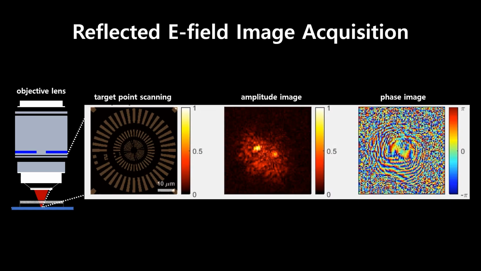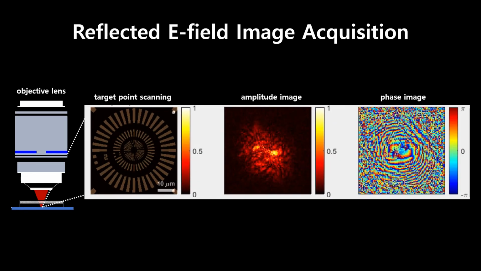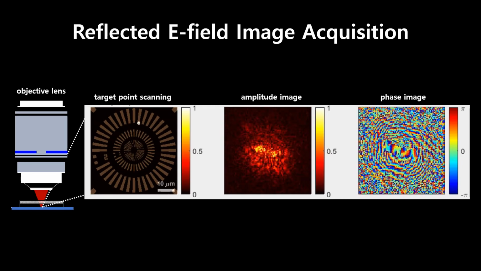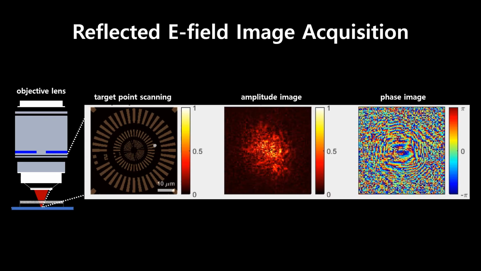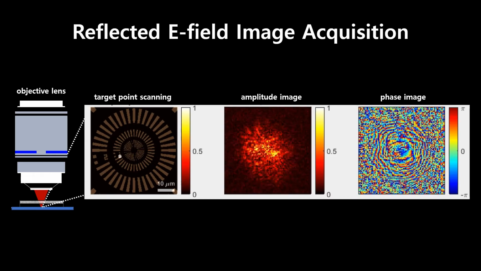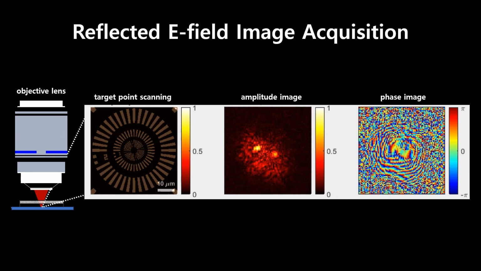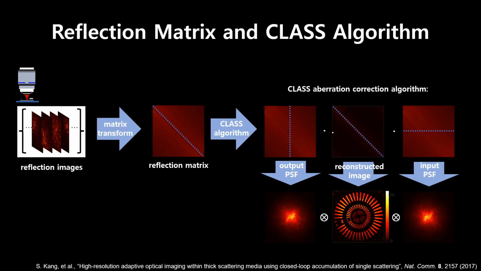This shows the holographic image of the reflected waves measured by scanning a focused laser beam across the target inside the turbid media sample. As you can see, the reflected wave fields are spread by sample-induced aberration and scattering. The measured holographic images of reflected waves are transformed into a reflection matrix. A novel aberration correction algorithm called CLASS is then applied on the reflection matrix to computationally find aberrations and aberration-free target images.